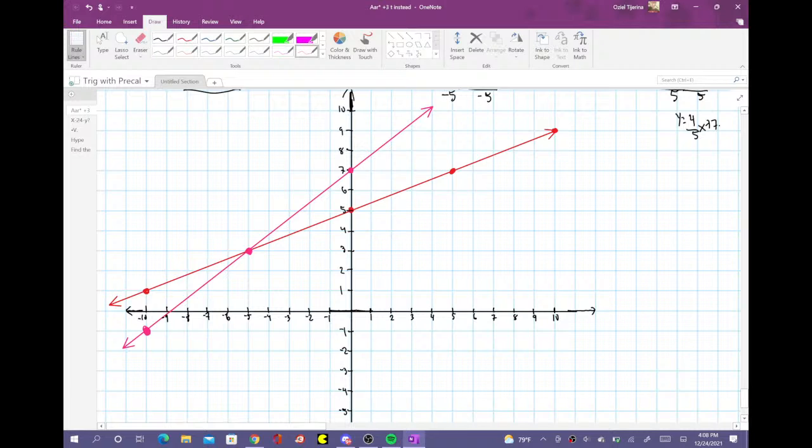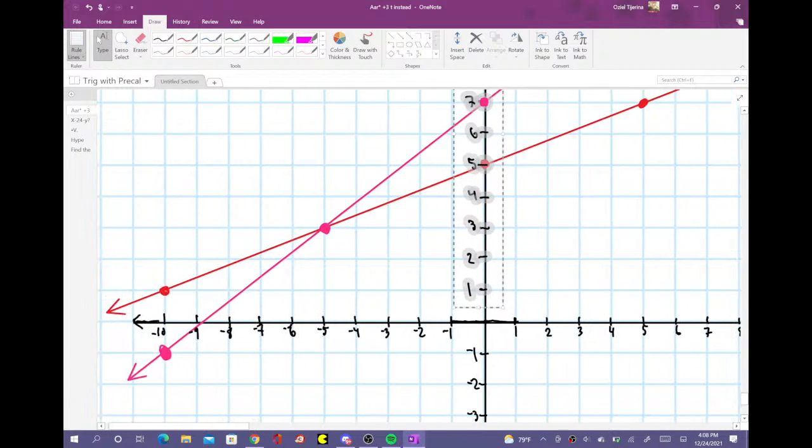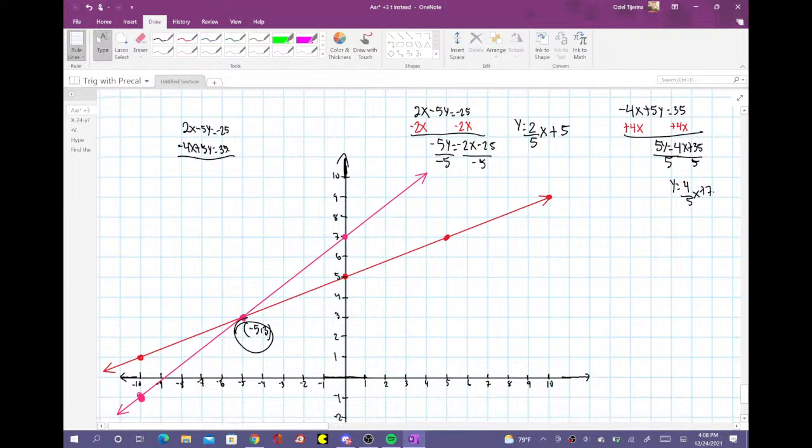And this intersection that we have here is at negative 5, 3. So this is our solution to the system of equations. That is how you solve it by graphing. Okay. This is something that I didn't really go over the last time, but this is how you do it by graphing.